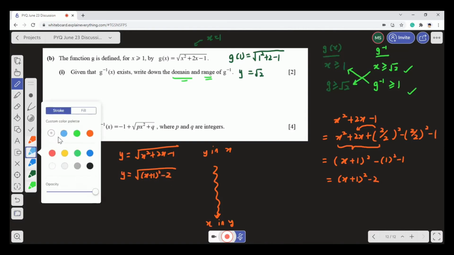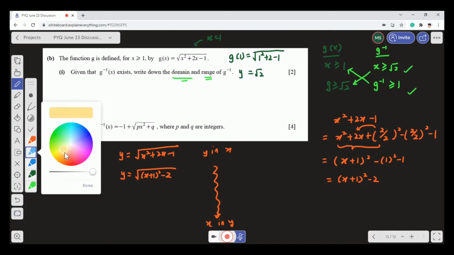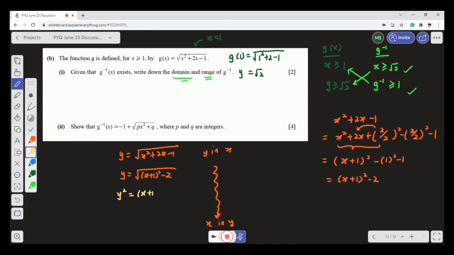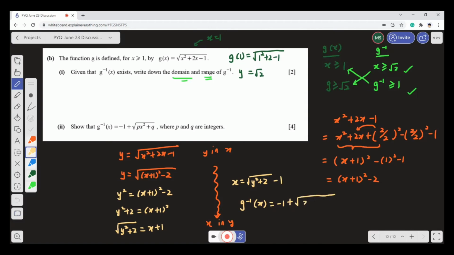And we continue to do. All right, so y squared is equal to x plus 1 squared minus 2. Y squared plus 2 equal to bracket x plus 1 squared. Bring the square to that side. Square root y squared plus 2 equal to x plus 1. So x at the end is square root y squared plus 2 minus 1. So at the end of the day, g inverse x is -1 plus square root x squared plus 2. I write according to what they want here.